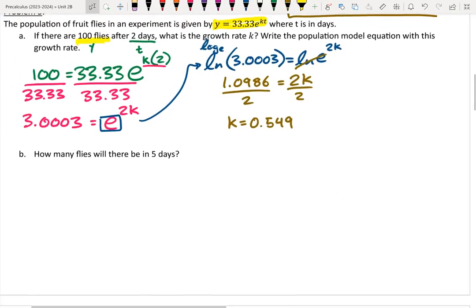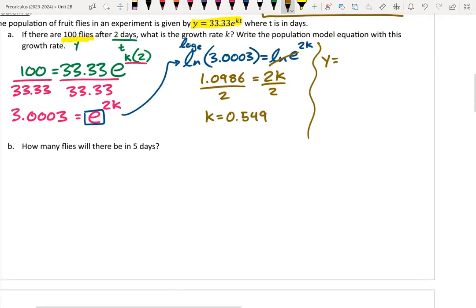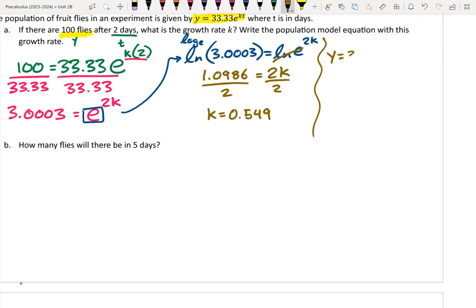That's our growth rate. But after finding the growth rate, what did they ask us to do? What does it say after the question mark? Write the population model equation. So we need to just write that equation now with that growth rate. It's nothing crazy, just y equals 33.33 e to the 0.549t.